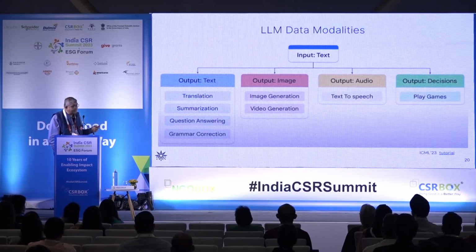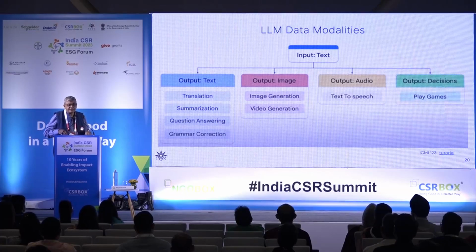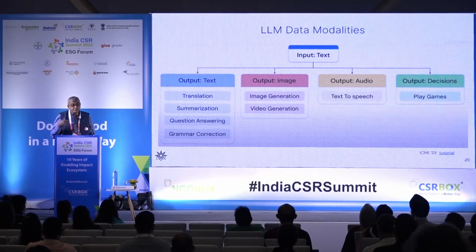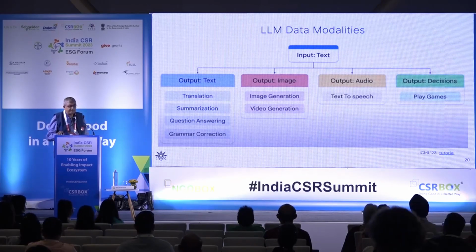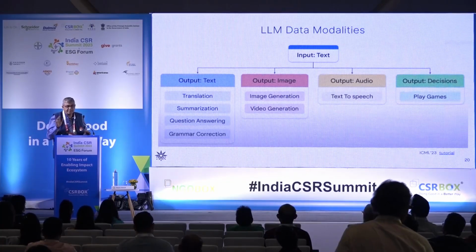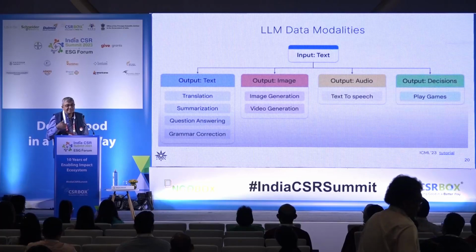The output can also be an image. If you give a piece of text, it can create an image that is described by the piece of text that you gave it, right? So it can generate images. It can also generate videos that correspond to the piece of text that you've written. Again, the accuracy is variable across all of these applications, but this is possible now.